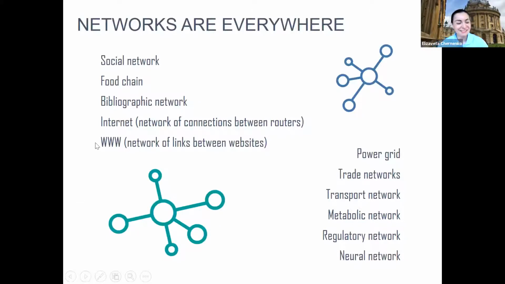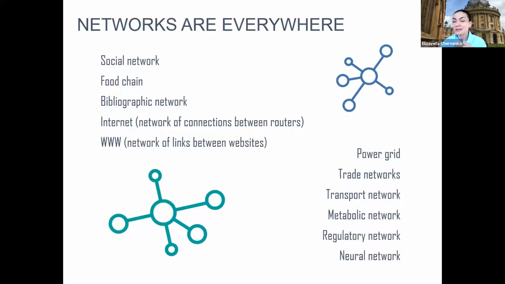Maybe you heard these, the sound, but here are some different examples of networks that we actually observe in everyday life. So social network is one example, but also the network of how different animals feed on each other, bibliographic network, network of citations. Internet is the network between computers, and World Wide Web is network between websites, which also connect to each other. Power grid is the network between power generators, trade networks, transport networks. And in biology, also we have different networks, including the network in our brain, network between neurons.